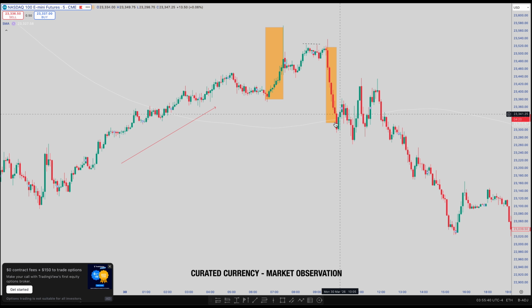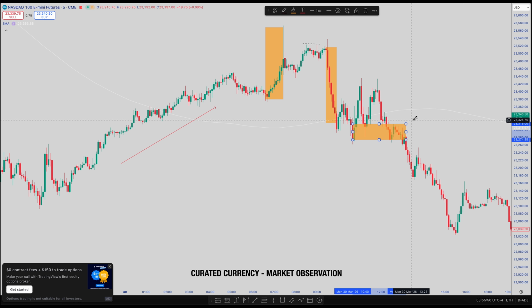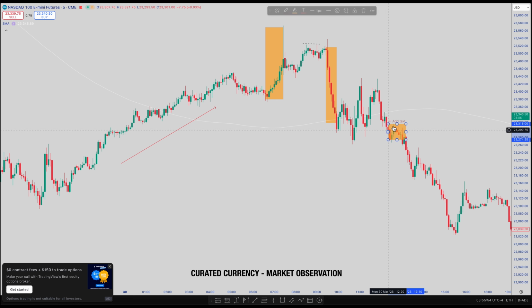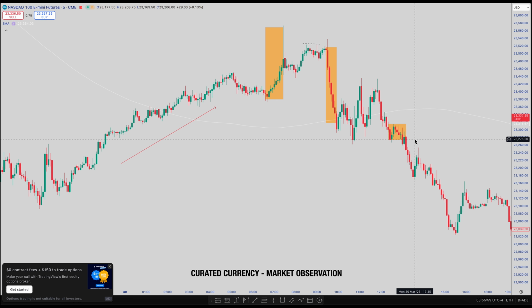From 11:30 into 13:30, price pauses. The market moves sideways again with a slight upward drift. This is that bearish consolidation, or what they call a bear flag. This behavior is not a reversal type of behavior, it's a continuation setup.